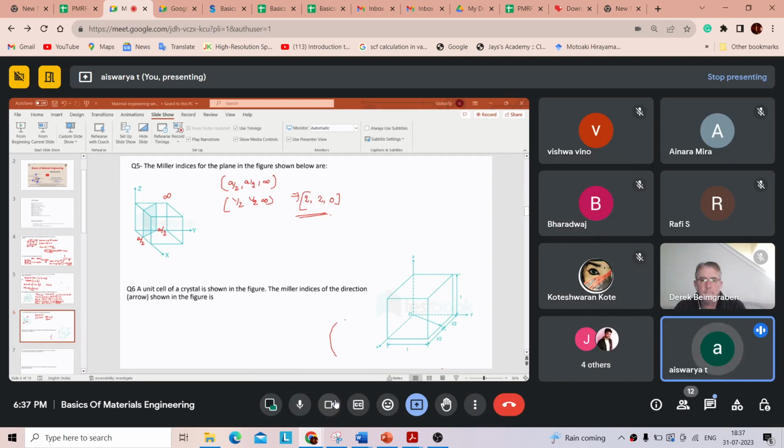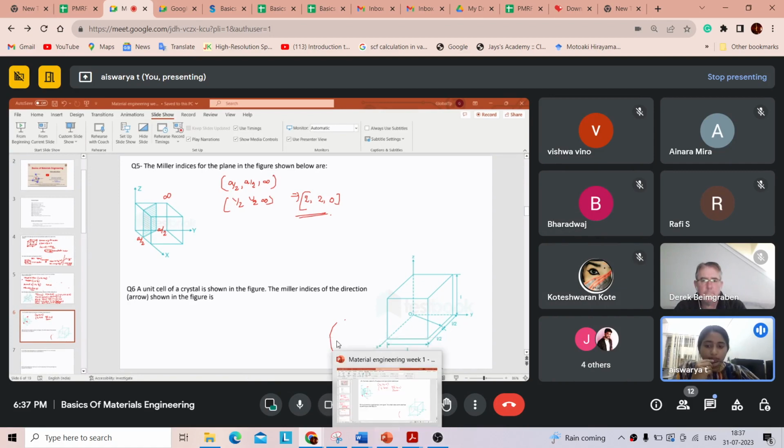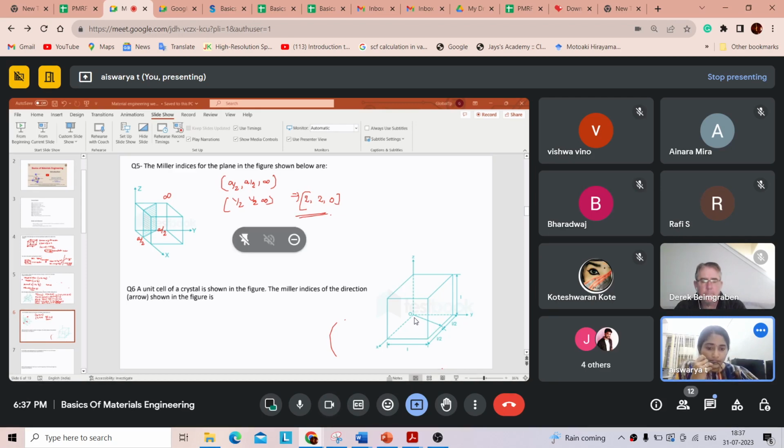If you are done with this problem, please do the sixth problem. So listen to the sixth problem. A unit cell of a crystal is shown in the figure. Find the Miller indices of the direction shown in the figure. So the arrow direction is coming from 0 to here. So you have to first write the x coordinate, y coordinate and z coordinate, take its intercept and take its reciprocal. Then you will find the answer for it. Okay, so please do it.